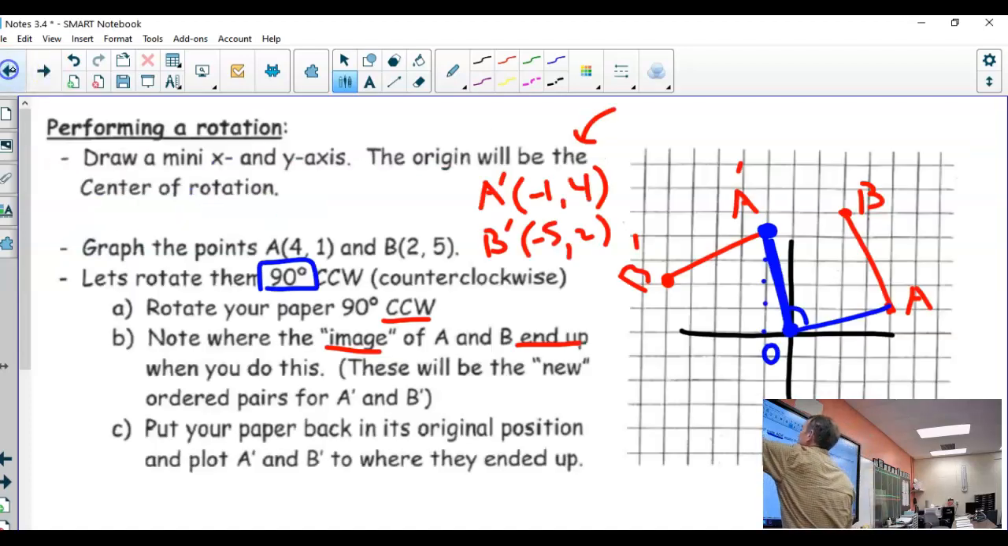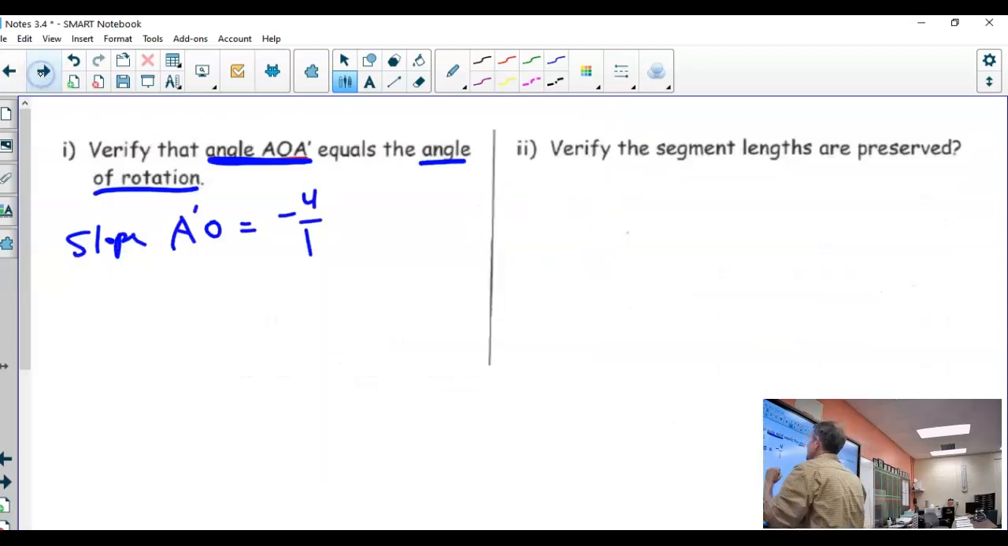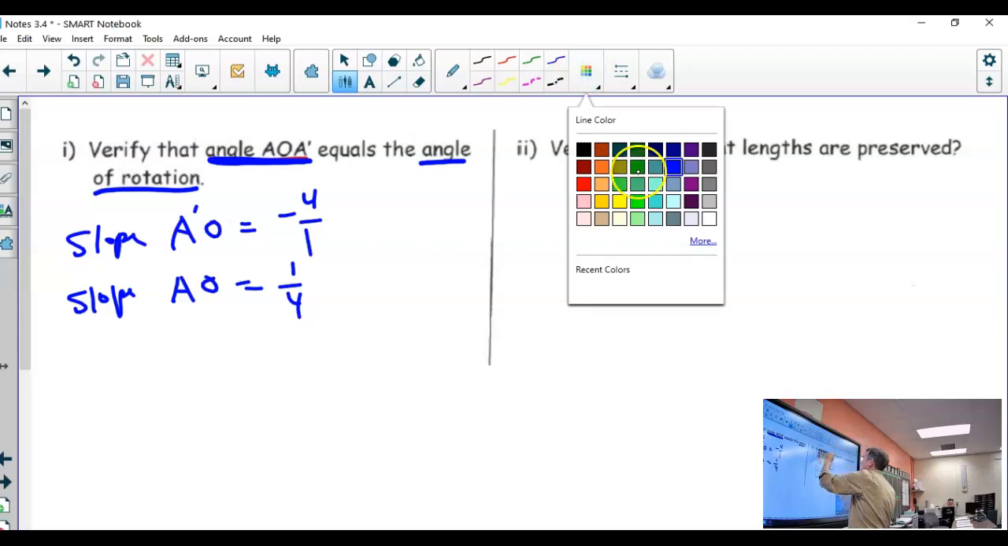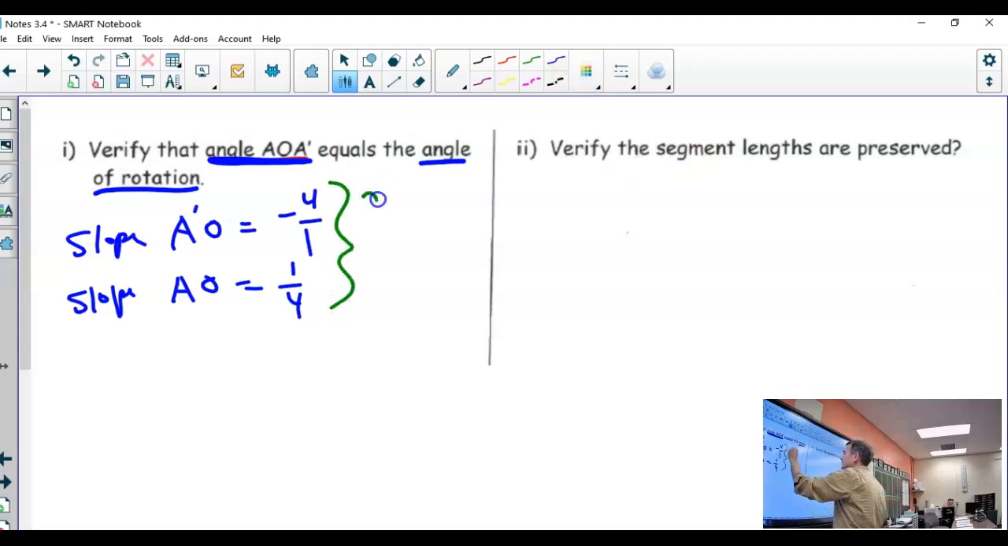And then I'm going to check the slope of the other side of the angle, which is AO. The slope of AO is, let's see, it's 4 and 1. It's positive 1 over 4, the rise and the run, right? The slope of AO is positive 1/4. And because these are opposite reciprocals, we know that it is perpendicular, right?